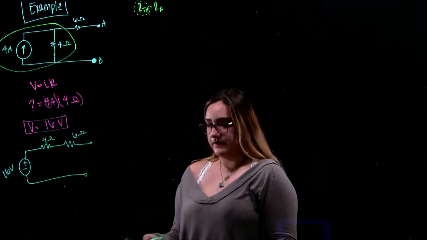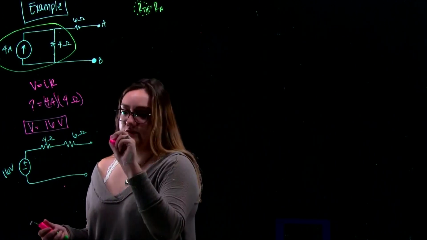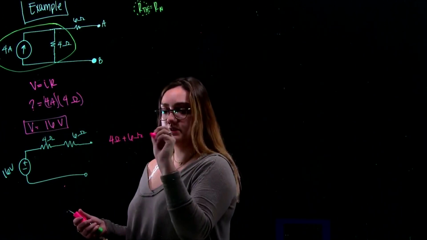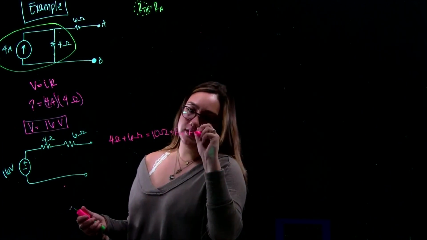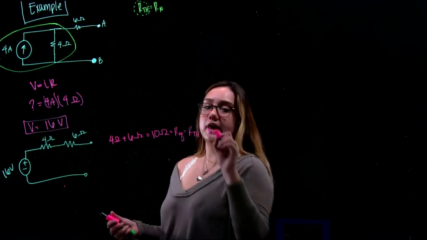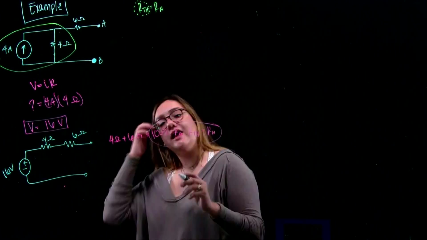Moving forward, now you can find the R Thevenin, which is basically R equivalent. At this point, it is 2 resistors in series, so it's 4 ohms plus 6 ohms is equal to 10 ohms. And that equals your R equivalent, RTH, R Norton, however you want to look at it. So then we're going to redraw the circuit.